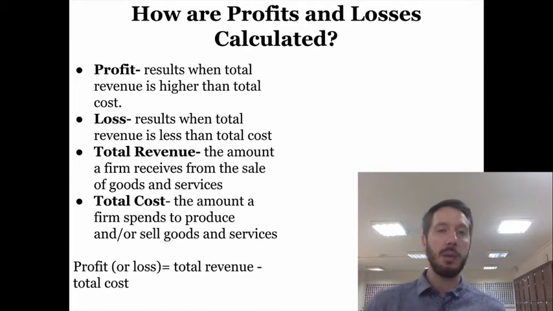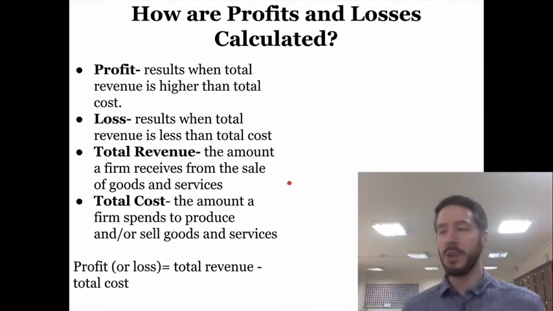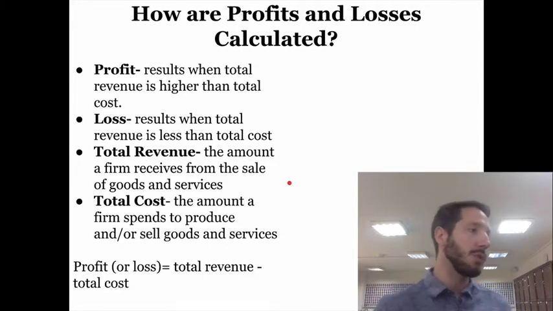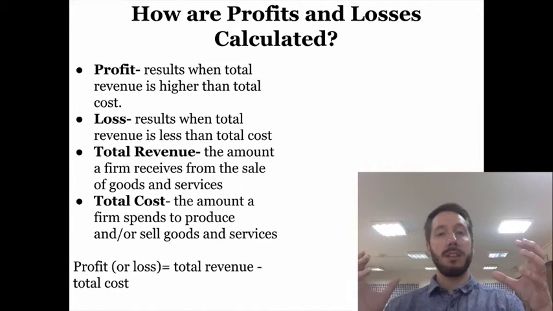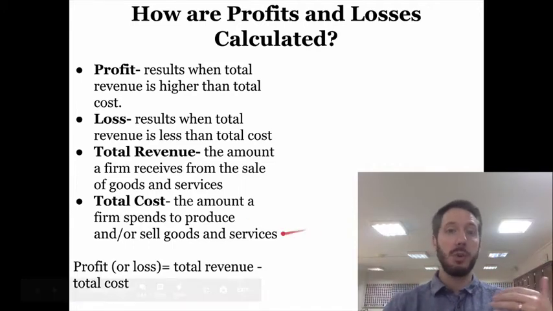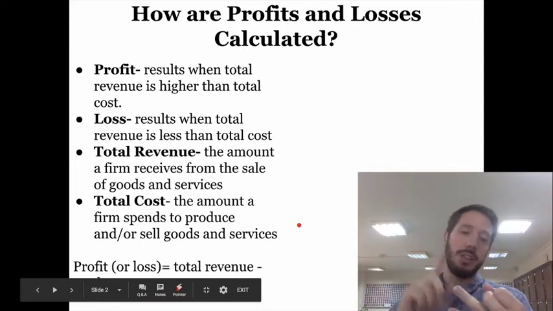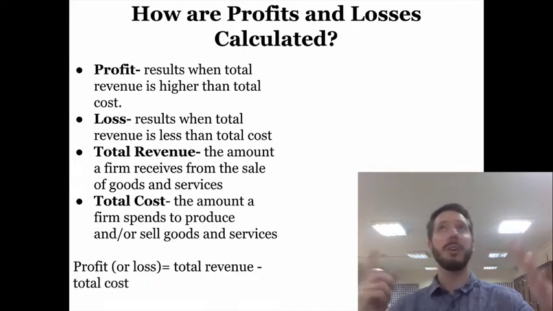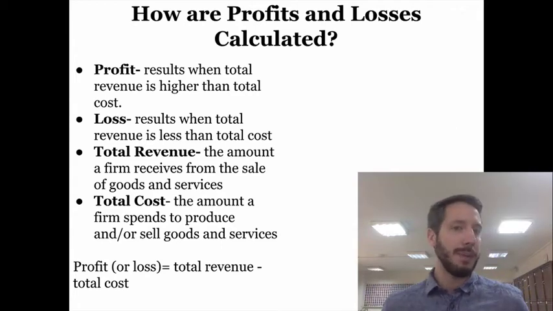If we're trying to calculate what total revenue is, it's the amount a firm receives from the sale of goods and services. So how many Big Macs you sold, how many computers you sold, how many cars you sold. And the total cost is the amount the firm spends to produce those goods and services. If I'm running a McDonald's, I got to pay for the land, the insurance, the electricity, the water, my laborers, the supplies. All of that is calculated into my total costs.